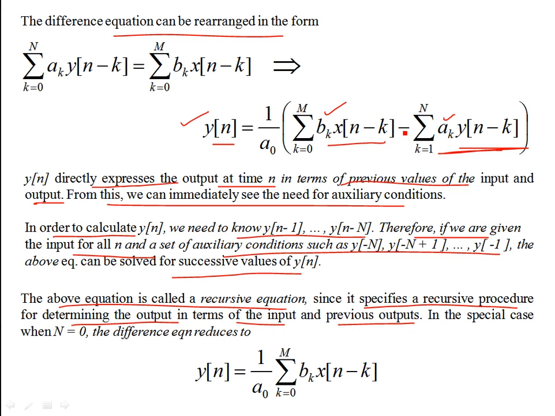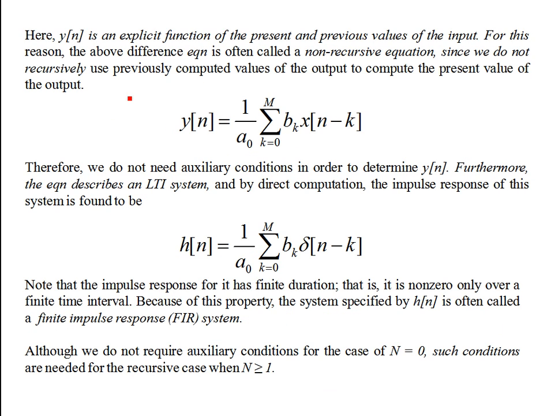So y of n in the form where n is 0, if you don't see this part, that is non-recursive. But this is recursive. In the special case when n is 0, the difference equation reduces to this, which means there is no recursion. It just needs the present input and the past inputs, only inputs, no outputs. So y of n is an explicit function of the present and previous values of the input.